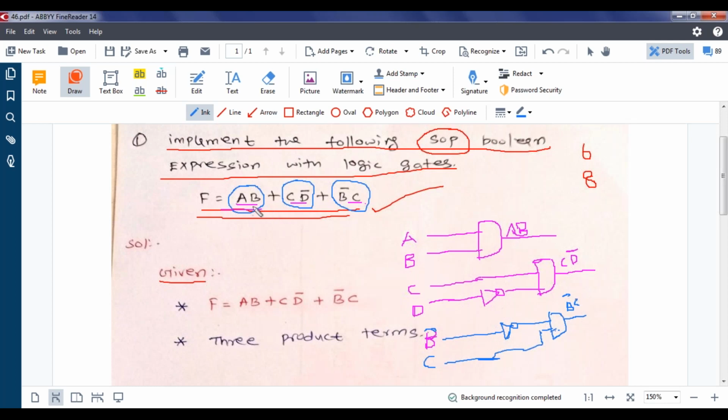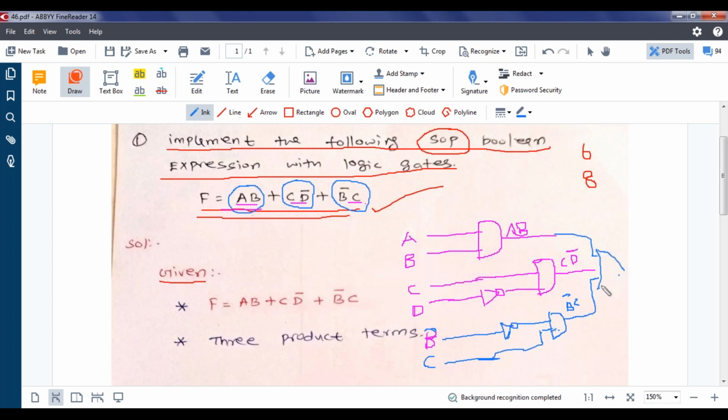Next, we want to combine these three product terms by using the plus symbol. Plus symbol means, in logic gates, what do we say? We give it to an OR gate. We combine all these three product terms and then give them to an OR gate.